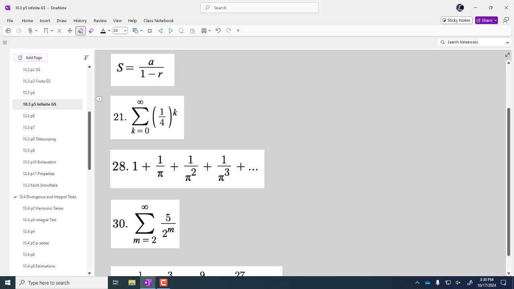Okay, so you all tried this one, 21. Infinite series. We have our simplified infinite series sum for a geometric series, so you all find the sum of that one.